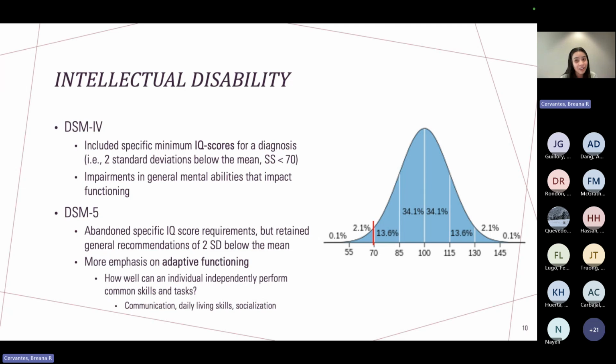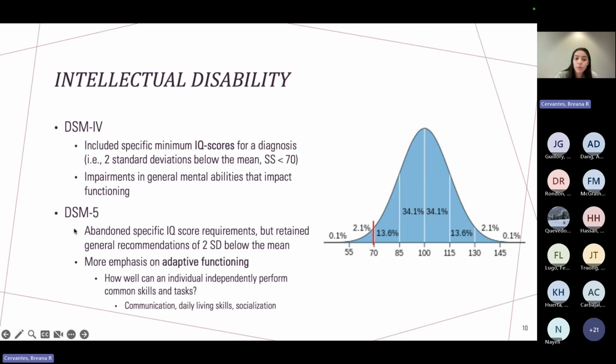And it's not intelligence either, like you are smart or you're dumb. It's not saying that. It's this general intellectual ability, and it includes different skills like processing speed, perceptual reasoning, things like that. So it's like an aggregate of those sort of skills. So 2 standard deviations below with a standard score of 70 or less, that's what we used to say was intellectual disability. And you needed to see impairment in general mental abilities. So just in general, do you see deficits across different settings that are impacting the person?